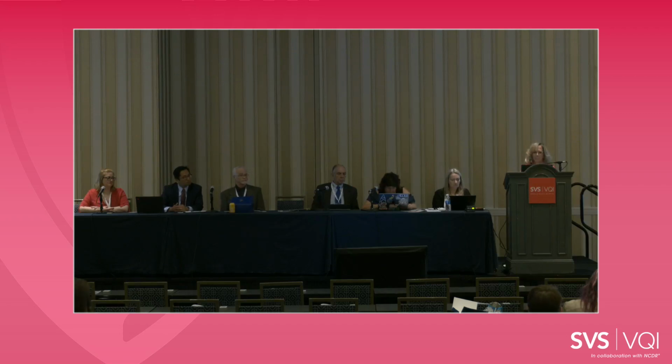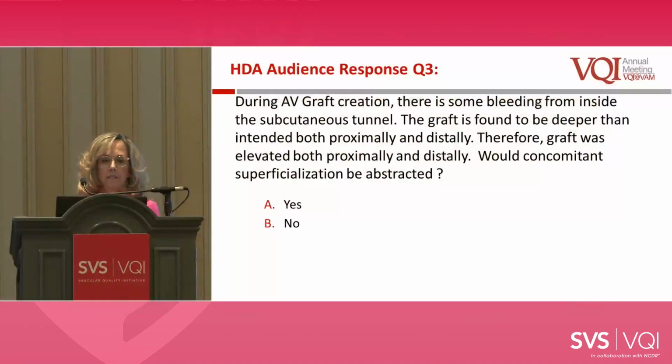So our third question is, during AV graft creation, there is some bleeding from inside the subcutaneous tunnel. The graft is found to be deeper than intended, both proximally and distally. Therefore, the graft was elevated. Would concomitant superficialization be abstracted?